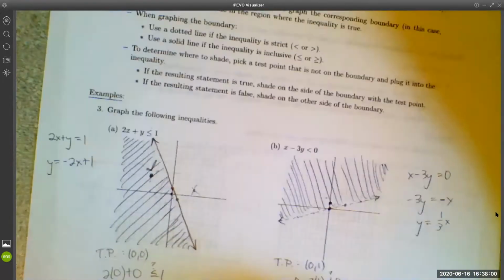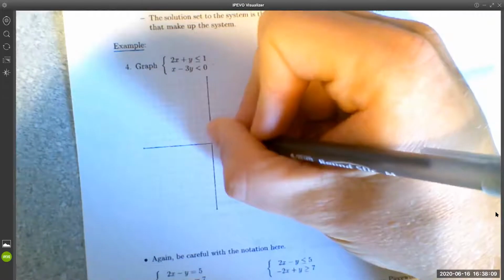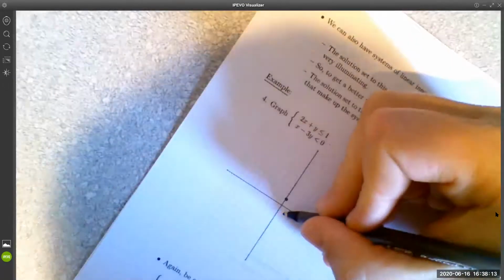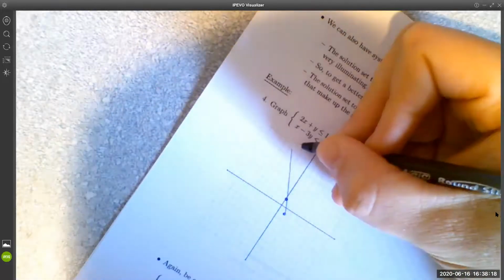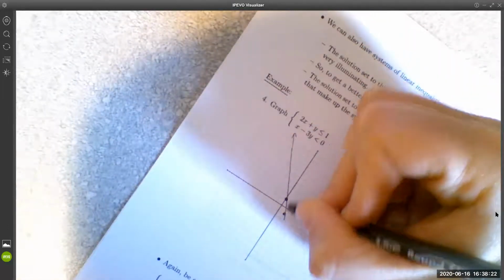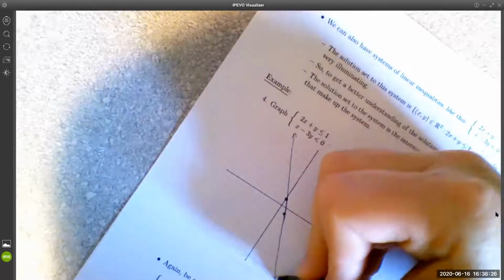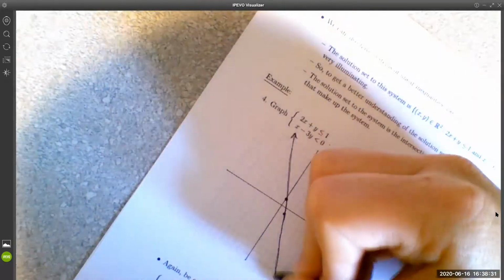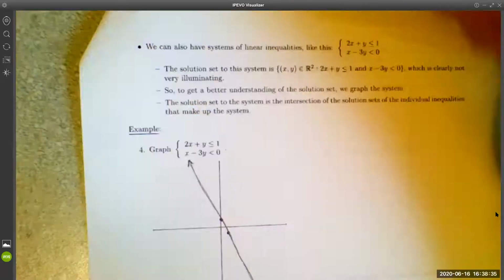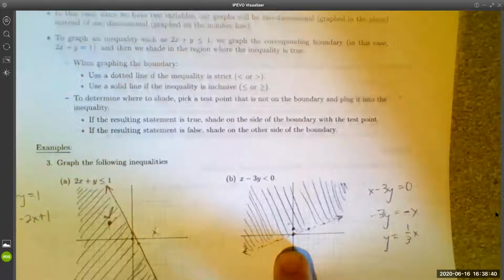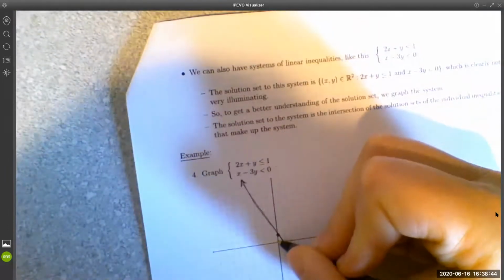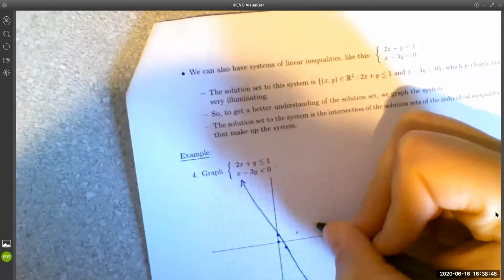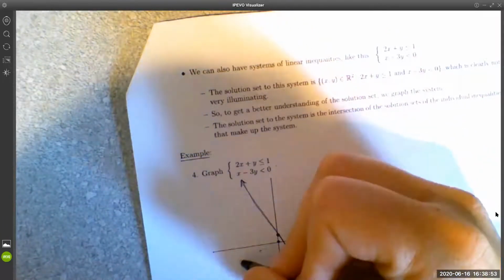These are the same as what we graphed on the previous page, I believe. Yeah, so I'm just going to cheat and use my work from before. Okay, so there's my first boundary. I don't know why it was so hard for me to do that. There's my first boundary. Then my second boundary is this one. Gets a dotted line, right?